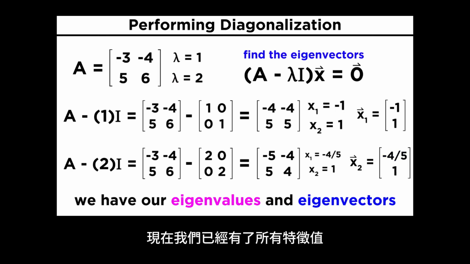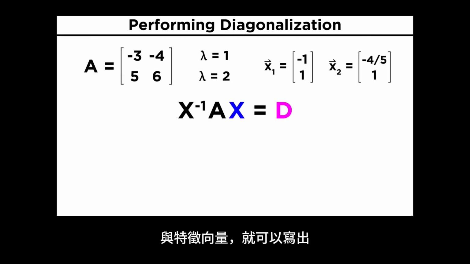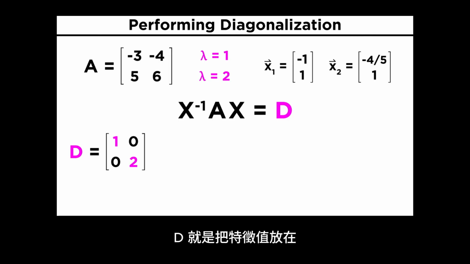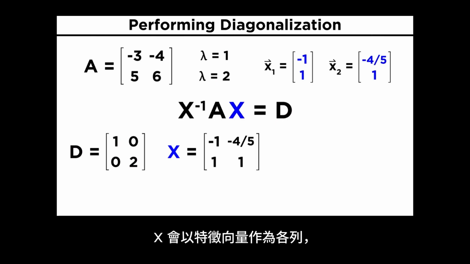Now that we have all of our eigenvalues and eigenvectors, we can write out the diagonal matrix D and the matrix X. D will simply be the eigenvalues along the diagonal. D equals 1, 0, 0, 2. X will have the eigenvectors as columns, but now that we have chosen an order for the eigenvalues, we must keep that order in mind. The eigenvector for lambda equals 1 must be our first column, while the eigenvector for lambda equals 2 will be our second, making our matrix X equal -1, -4/5, 1, 1.